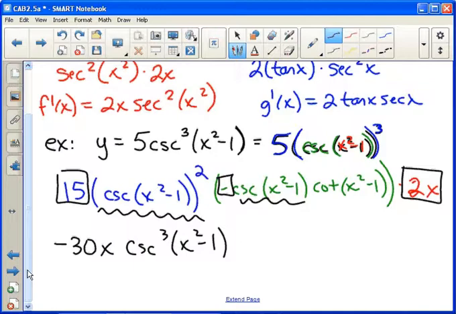So be on the lookout for some trig ones and even some non-trig ones, because sometimes you may have 3 pieces, in which case you've got to do a double dose of the chain rule.